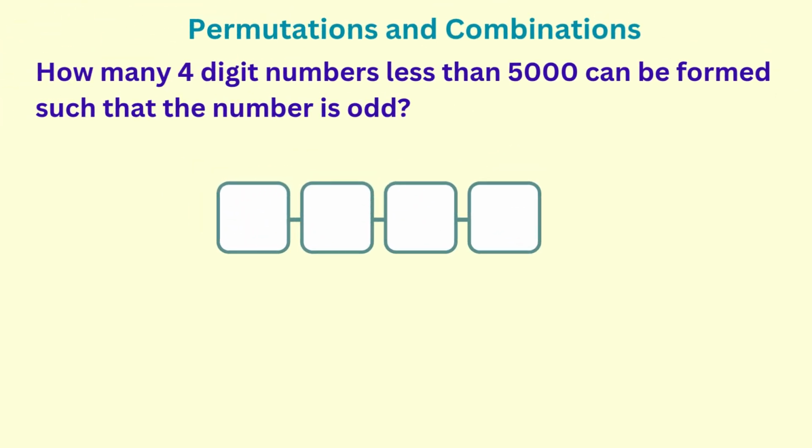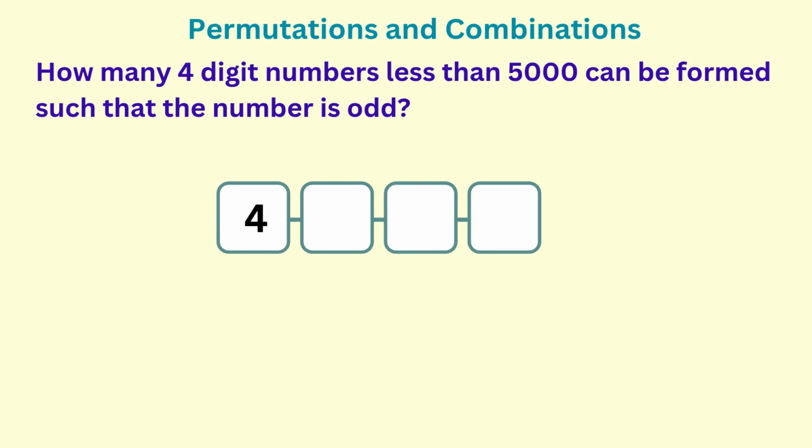Let's solve another tricky permutation problem. How many 4-digit numbers less than 5,000 can be formed such that the number is odd? First, we know we're forming 4-digit numbers. That means the first digit cannot be 0, since 0 would make it a 3-digit number. Also, the number must be less than 5,000. That tells us the first digit has to be less than 5, so the choices for the first digit are 1, 2, 3, or 4. That's 4 options.